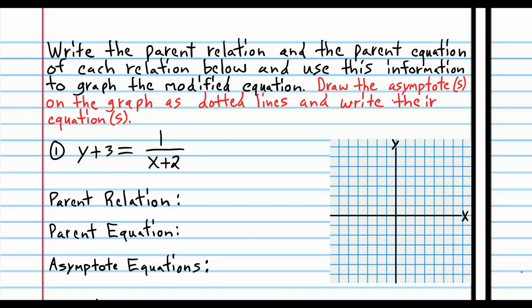But it's not practical to use a table and just choose random x values, because that would be very tedious. It would be very difficult to have to plug in an x value and solve for y. It would take forever, and it wouldn't give us a general idea of what the graph looks like. So what we're going to do is find the parent relation and the parent graph and just move that graph to the right or to the left or up or down.